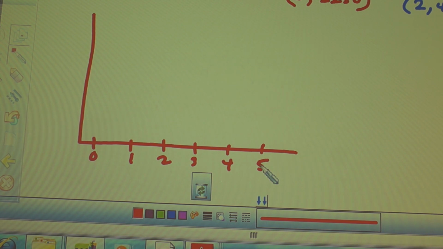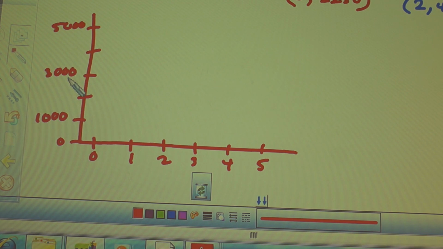And then along the side, I need to at least go up to 4,500. So maybe I'll go by thousands: 0, 1,000, 2,000, 3,000, 4,000, 5,000. You don't have to mark all of them, just mark a couple.